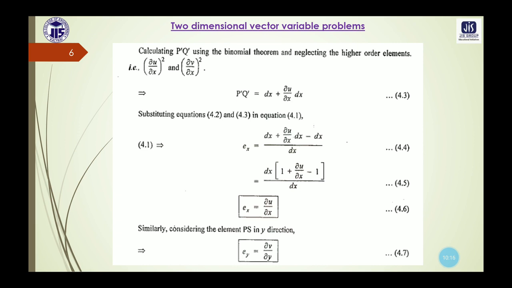Similarly, considering the element PS in the y direction, we can write Ey equals del v del y, and for that we need to follow the procedure that we have applied to calculate the strain in the x direction, that is Ex. So till now we have got the equation number 4.6 and 4.7, that is Ex equals del u del x and Ey equals del v del y.